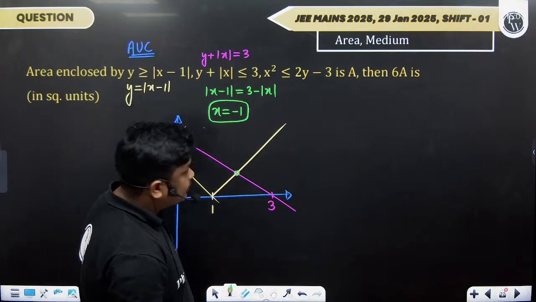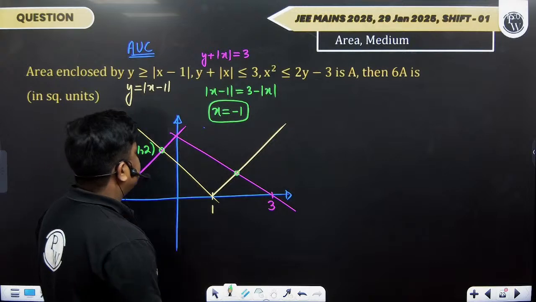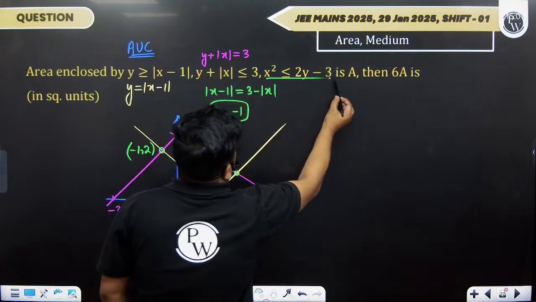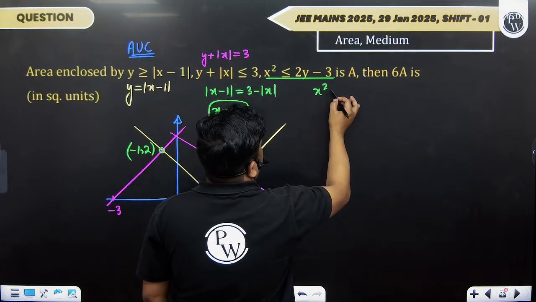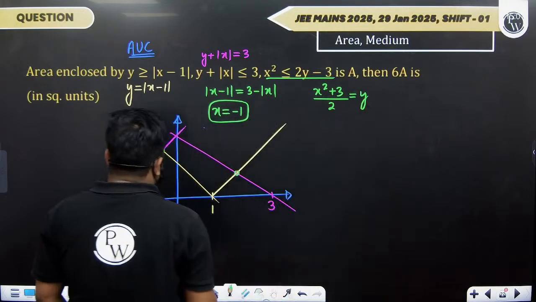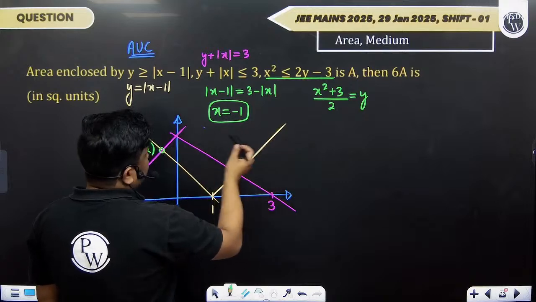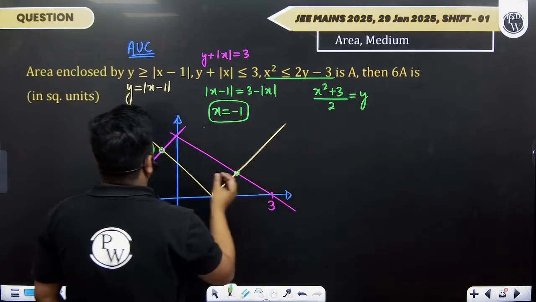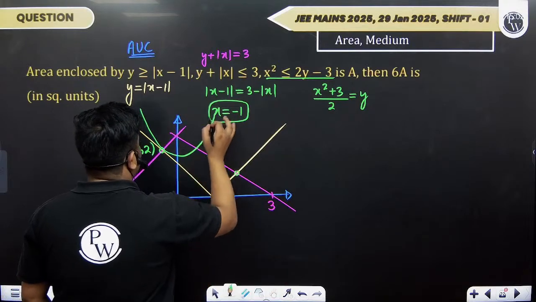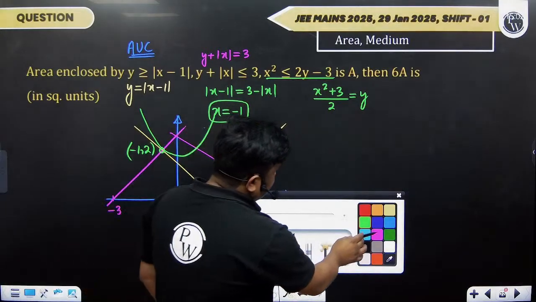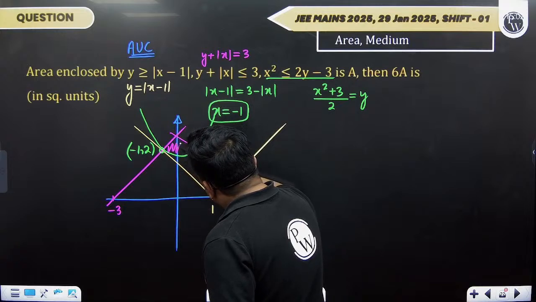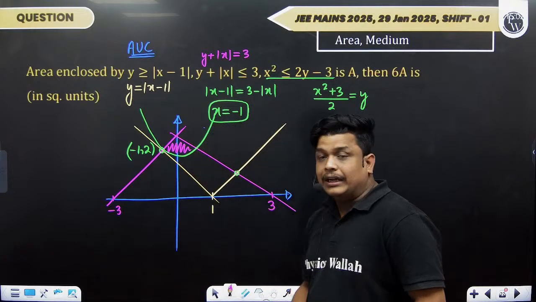We can solve for the other also. Now this one is x square by 2 plus 3 by 2 equal to y, which I am plotting. If you try to check minus 1, y becomes 2. That means this is also a point of intersection of the parabola. So the graph of the parabola will be something like this. This is the area they want us to calculate.